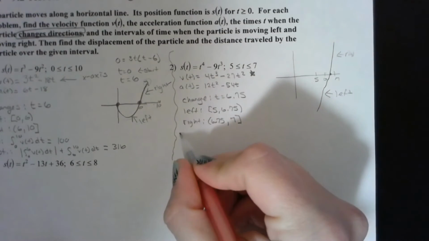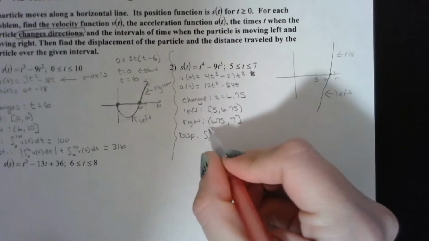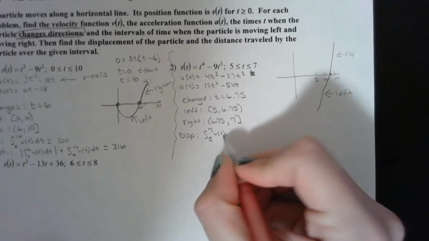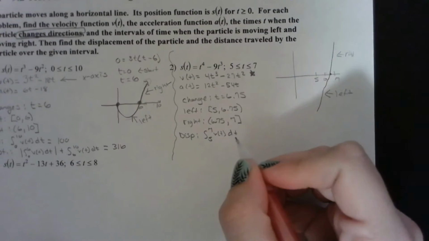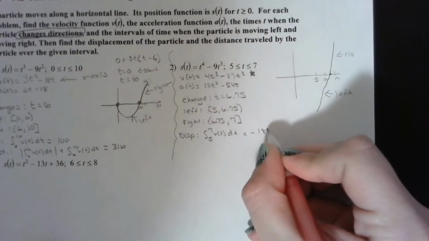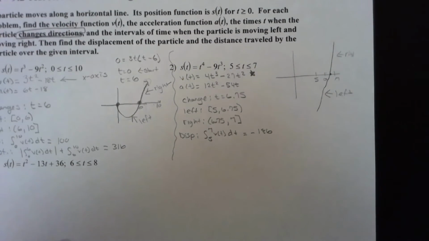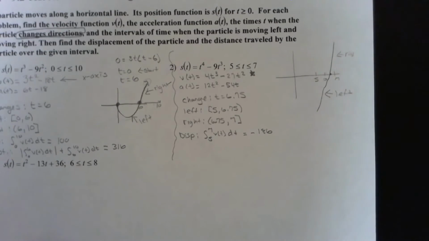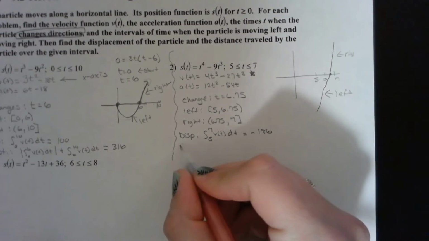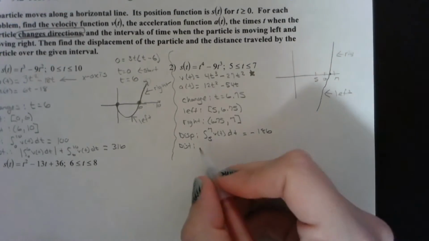And then the displacement on this, remember it's just the full integral, so this one's going from 5 to 7 of our velocity function. Okay. This one is going to give me a negative 186. Yes, it's okay to have a negative as displacement, because remember, displacement is accounting for negatives as negatives and positives as positives. But distance, remember, should never be negative. This should always be positive.